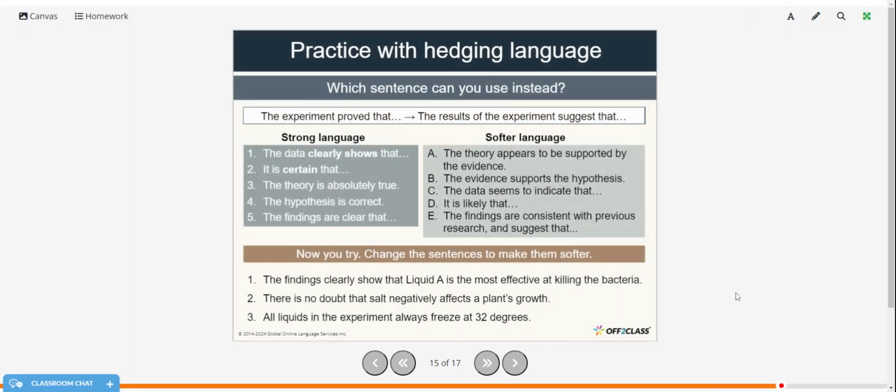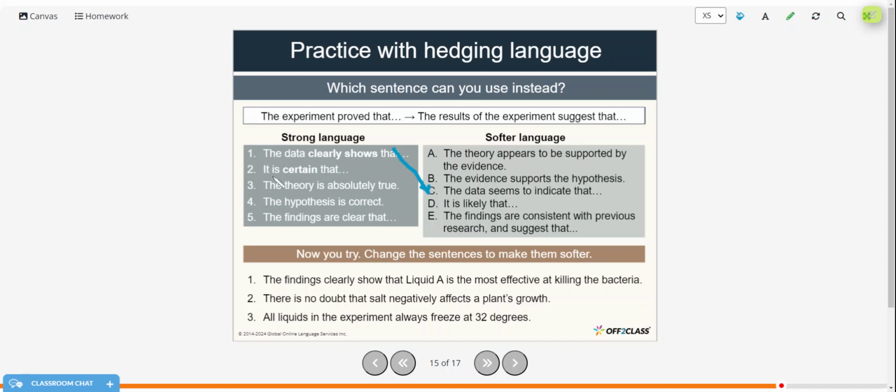All right, so you want to practice with hedging language. Which sentence can you use instead? The experiment proved that, or the results of the experiment suggest that. So, the strong language: the data clearly shows that. And then the hedging language would be: the data seems to indicate that.